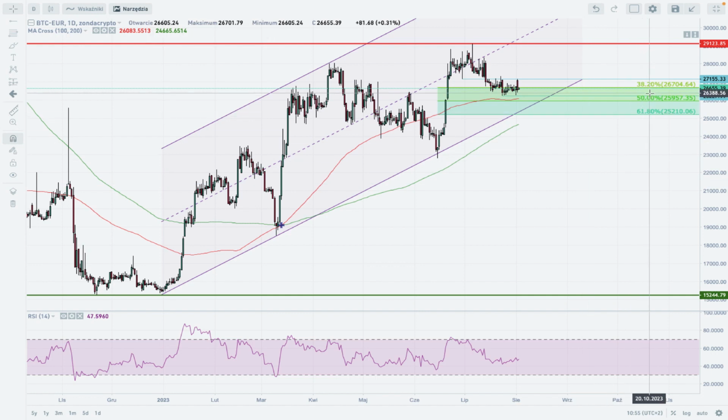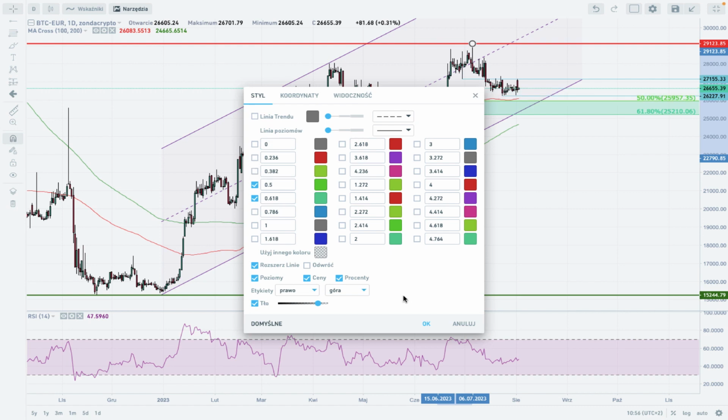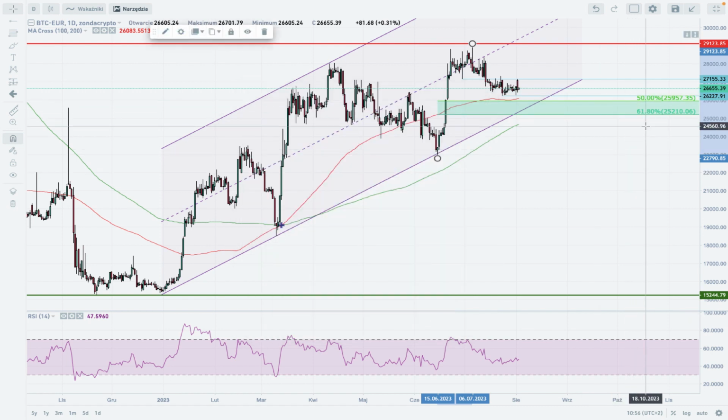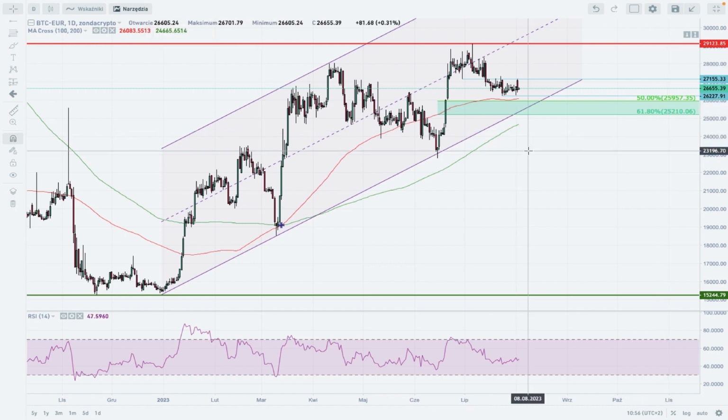We need only these three, so we don't need any other levels for this analysis. So 38 is done, 26,708. So we can get rid of it. Okay, we have 50% and 61% left. 50% is 25,957. 61% is 25,210 euros. So in our situation, there is another support, a dynamic support provided by the 100 periods moving average, roughly around 26,083 euros. So it looks like quite a good place for another extension to the upside.